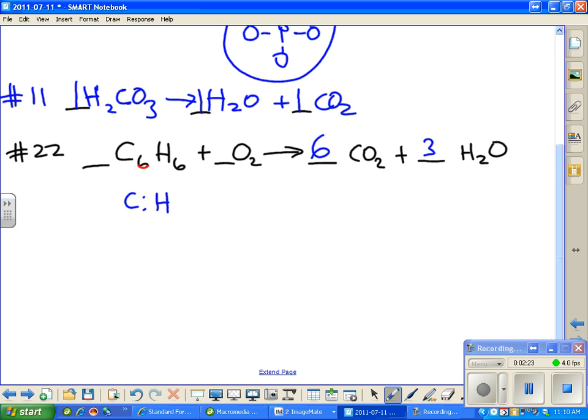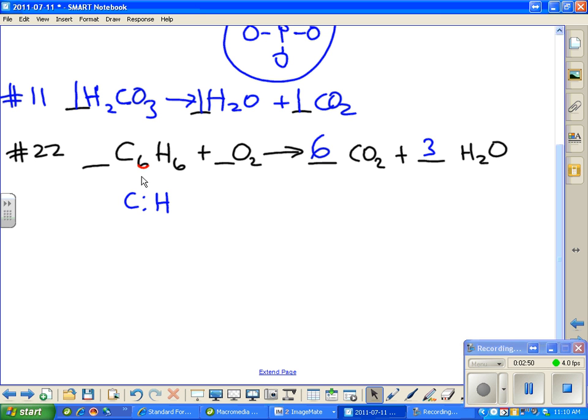That means that everywhere that I put a coefficient, I have to make sure if I change anything with the oxygen to make this all balanced, I am going to have to multiply everything that I have so far in the way of coefficients. So the carbon-hydrogen ratio is set. I am balanced, but I can't mess it up when I try to balance my oxygens.